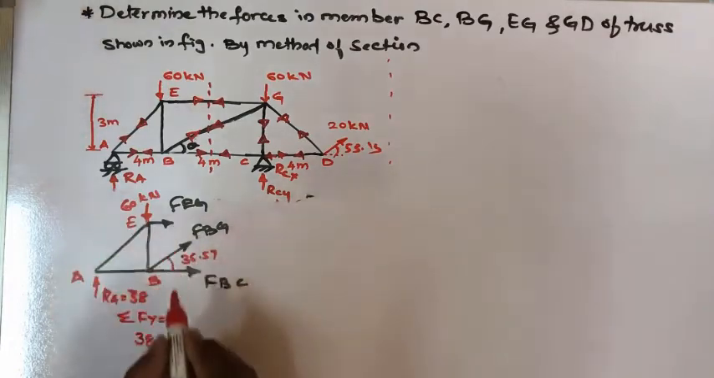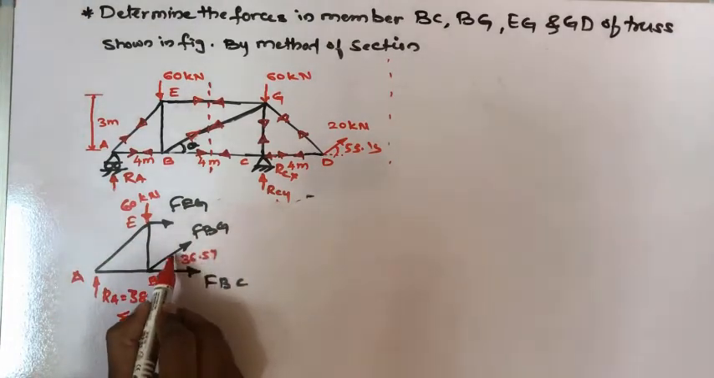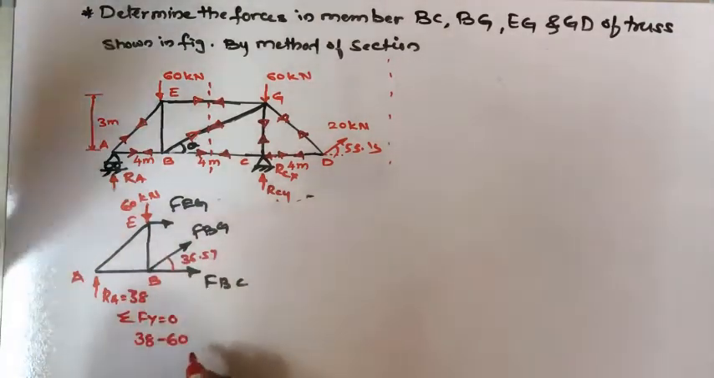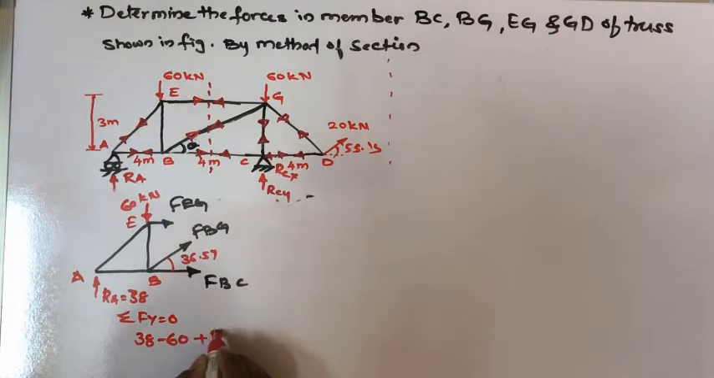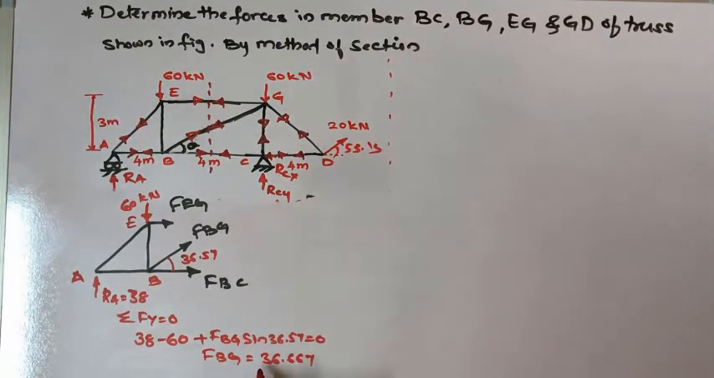Then if I resolve this, it will be FBG sin 36.57, so moving upward, plus FBG sin 36.57 equal to 0. If I solve it, the FBG value I'll get is 36.667. See, the value we are getting is positive. That means the number we have assumed is a tension. So if the value is positive, the assumed number is tension itself.